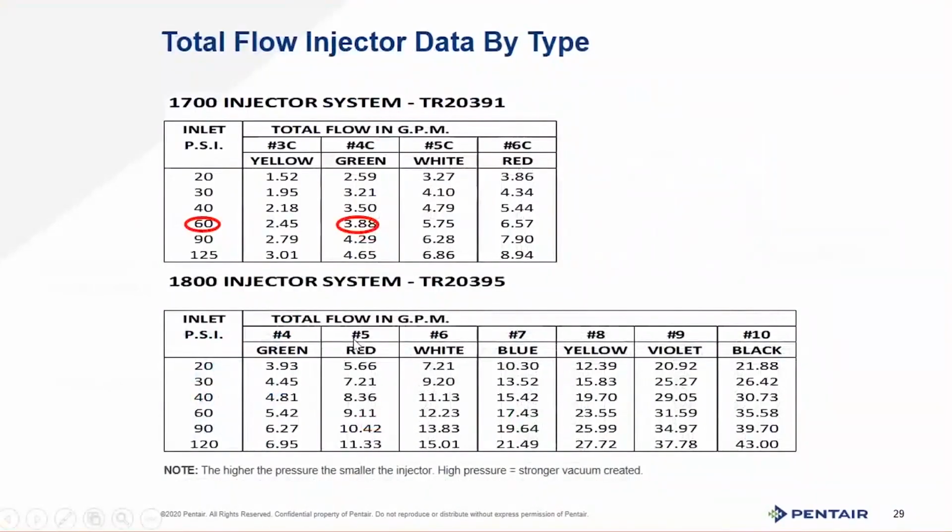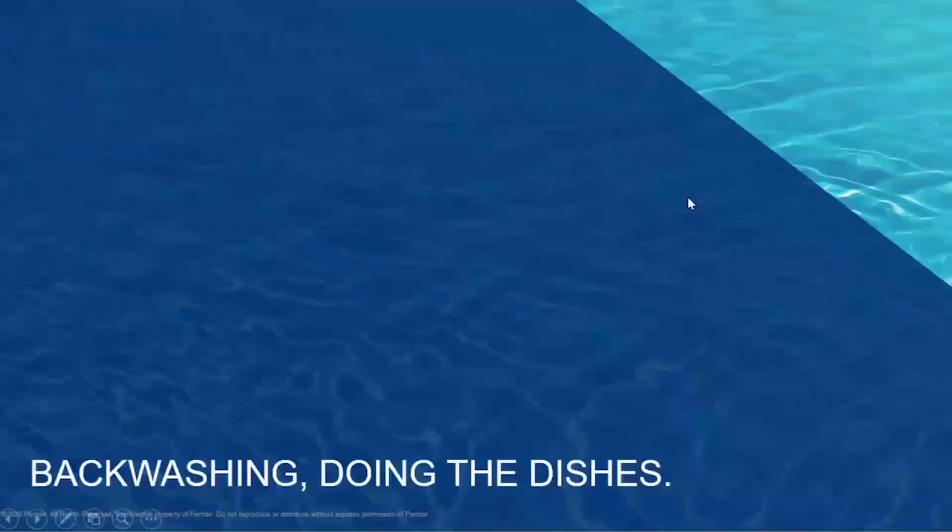For the commercial case, I needed 3.75. At 60 PSI on the 1700 injector, I'm going to need a 3.88 gallon per minute injector, and that's the number 4C. I've just picked the injector for the valve. Okay, we've got our brining set. We know which injector we're going to use for our valve. We know which injector system we're going to use. We know the flow rate of the valve we need.